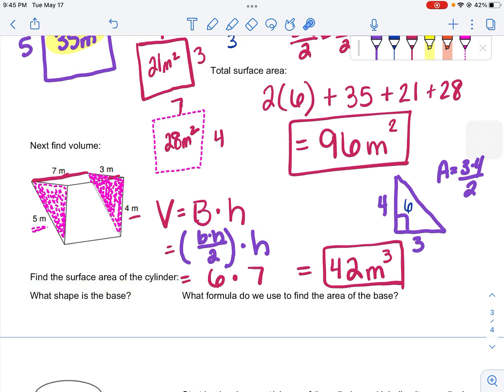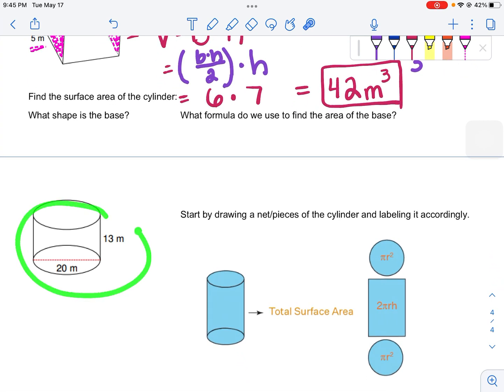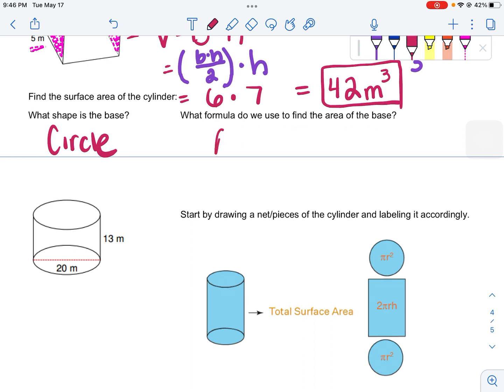So what is the shape of a base of a cylinder? So here's my cylinder. It has two bases. Here's the first base right here and right here. So what's the shape of the base? Well, the shape of the base is a circle. What's the formula we use to find the area of a circle? The area of a circle is pi times r squared. Or remember, that's 3.14 times r squared.